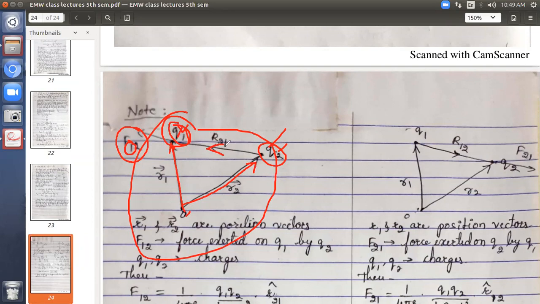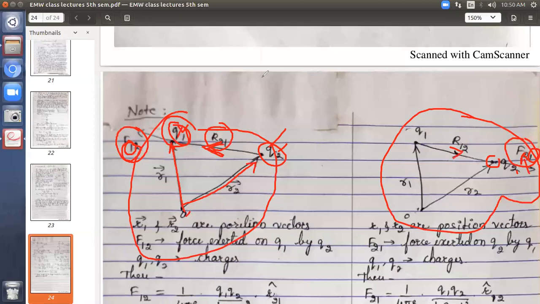So in the meantime, the direction of this line joining will be towards Q1, because the first suffix is 1, so it is towards Q1. And similarly, if you consider one more figure where F21 represents the force exerted on Q2 by Q1, force exerted on the second charge. So that's why the direction is towards the second charge. That's the difference between these two figures. If you observe the direction of this capital R, it is different in both the figures.